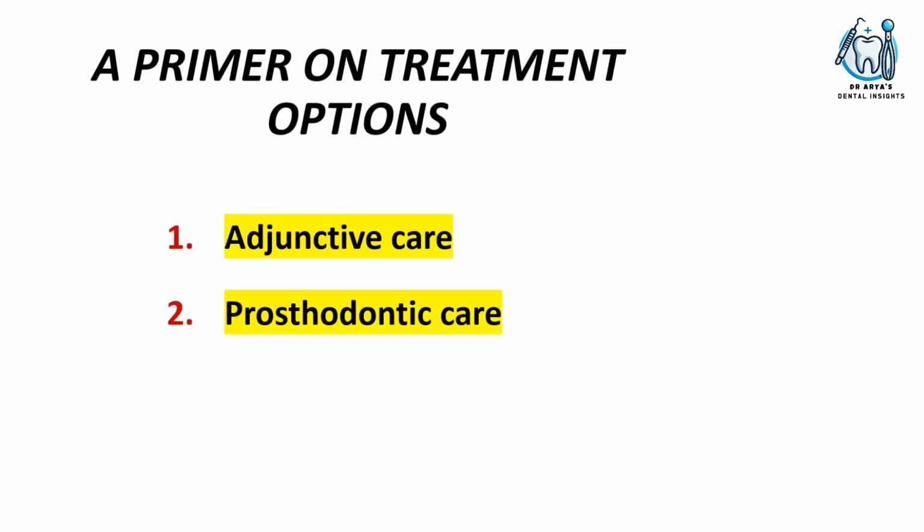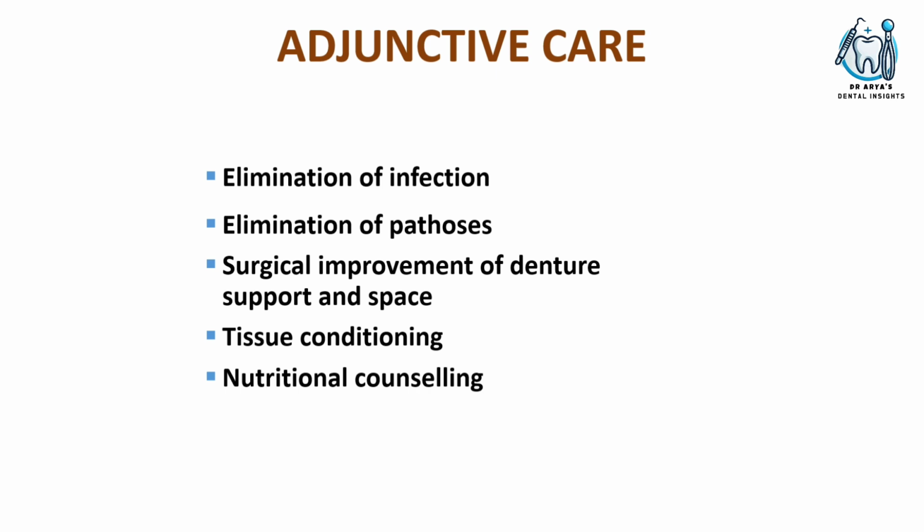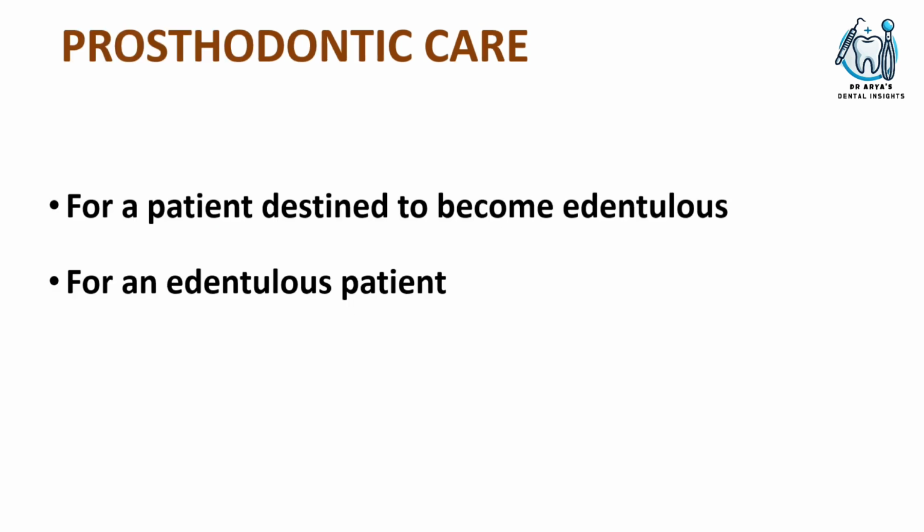A primer on treatment options. They are adjunctive care and prosthodontic care. What is adjunctive care? Adjuvant therapy, also called adjunct therapy or adjunctive care, is a therapy that is given in addition to the primary or main or initial therapy to maximize its effectiveness. So it includes elimination of infection, elimination of pathosis, surgical improvement of denture support and space, tissue conditioning and nutritional counseling. And prosthodontic care is for a patient destined to become edentulous and also for an edentulous patient.